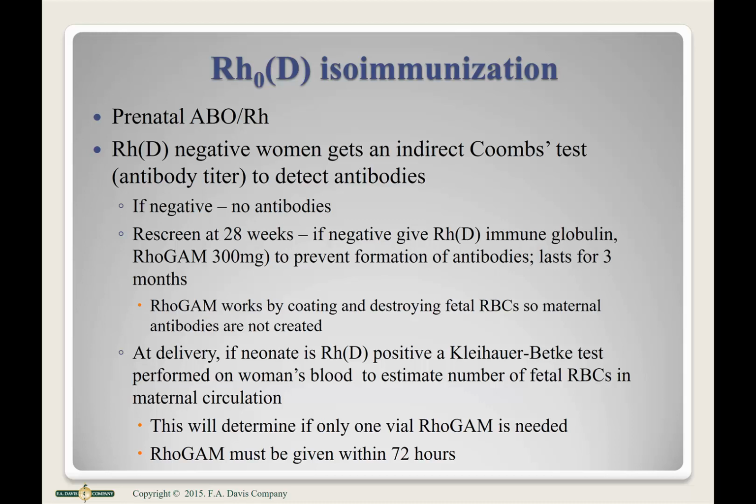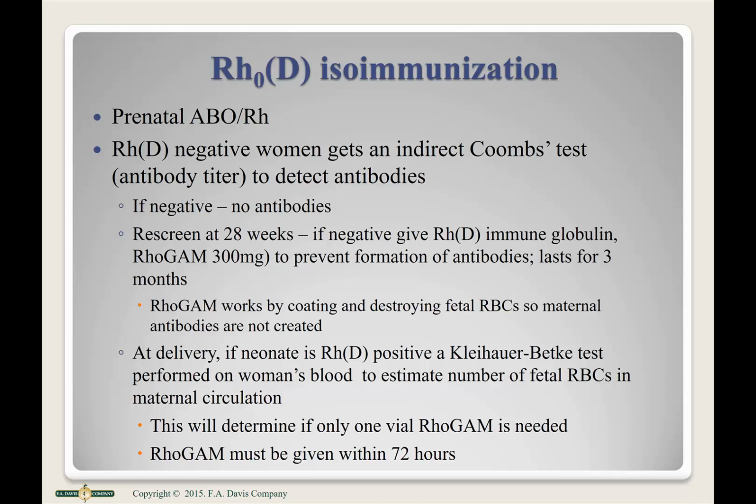When we rescreen her, if it's negative, we are going to go ahead and give her RhoGAM, 300 milligrams, IM, and Rovac, I think, I can't remember, is an IV version, so we can give the IV version in the hospital after she's delivered. But usually on a 28-week mom who doesn't have an IV site, we will give the RhoGAM IM. This prevents her from forming antibodies.